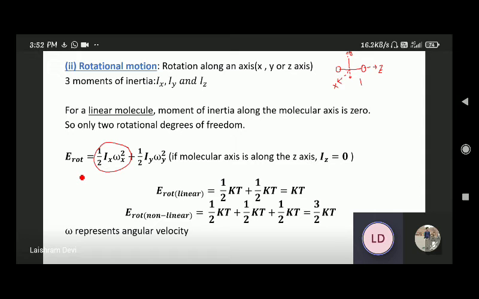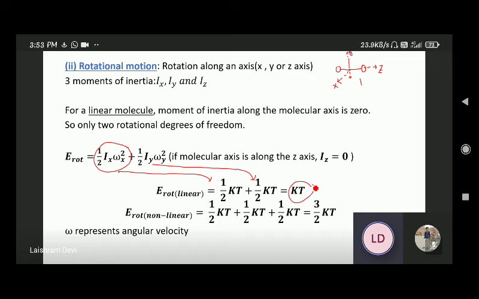also देखो, it is consisting of a sum of 2 terms, ठीक है? And the sum of 2 terms where the square term is something which is proportional to velocity. Angular velocity जो है, it is not exactly velocity, but it is proportional to velocity. So according to law of equipartition of energy, we can assume that each term will contribute half kT to the total kinetic energy. So that's why E rotation in case of linear will be equal to this contributes half kT. This term will contribute another half kT, which is equal to kT for a linear molecule.